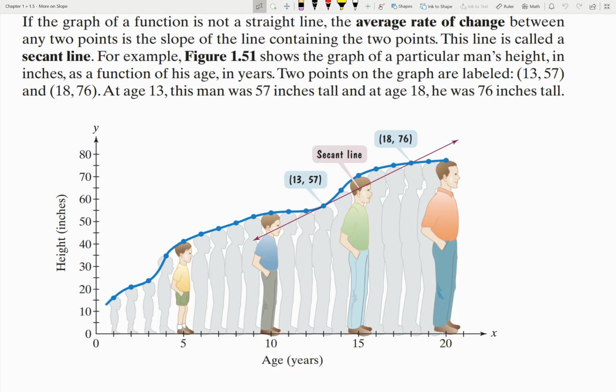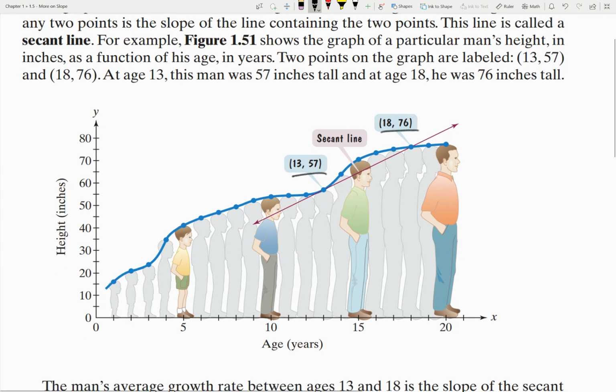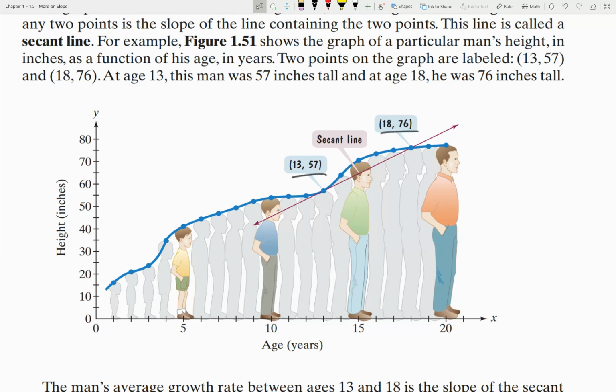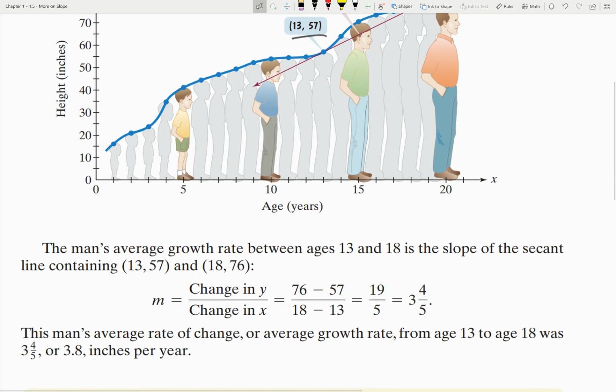And we can see the 2 points here. 13 years, 57 inches. 18 years, 76 inches. So this guy's average rate of change over those 5 years would be the change in y over the change in x. So I'd do y2 minus y1 over x2 minus x1, and we would get 19 over 5, which is 3 4/5. So this person grew about 3.8 inches per year over that time frame. If you pick different points, the slope of that line is going to change.